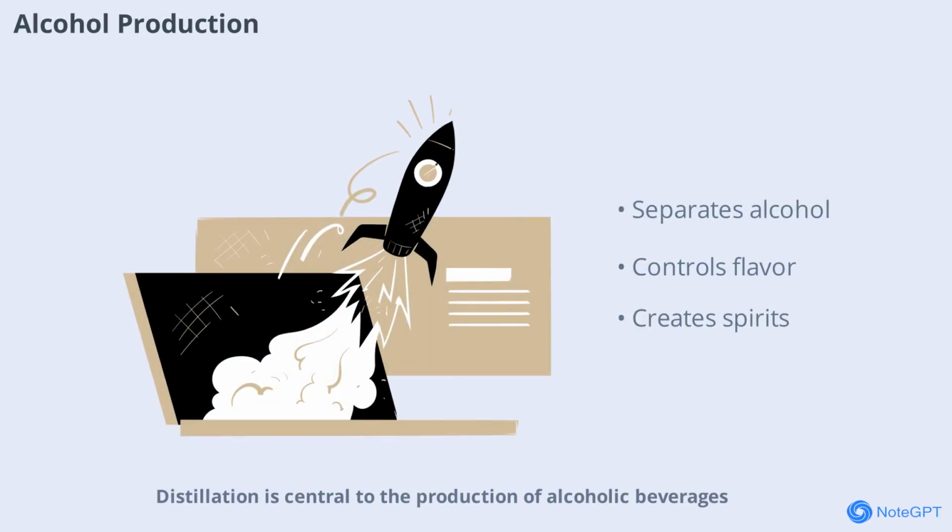Distillation is central to the production of alcoholic beverages. After fermentation, the mixture contains alcohol and water along with other compounds. Distillation separates the alcohol, allowing for the creation of spirits like whiskey, vodka, and rum. The process also helps control the flavor and strength of the final product.